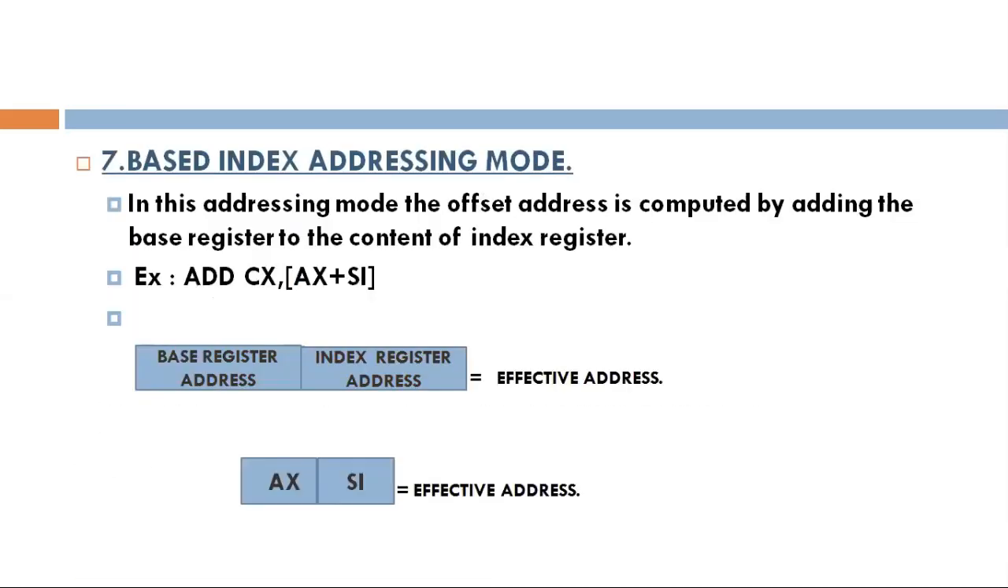Seventh one, based indexed addressing mode. In this addressing mode, the offset address is formed by adding the base register to the content of the index register. Example, ADD CX, [AX+SI]. Here AX is the base register and SI is the index register. By adding these two values, we get the effective address. We fetch the data at that effective address and add it to the CX register, and the result is stored in the CX register.